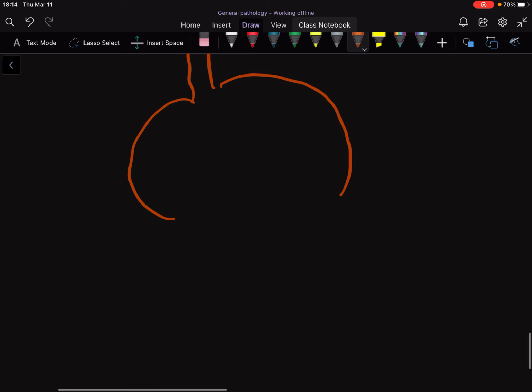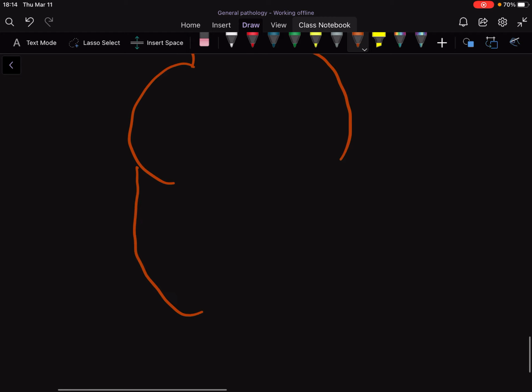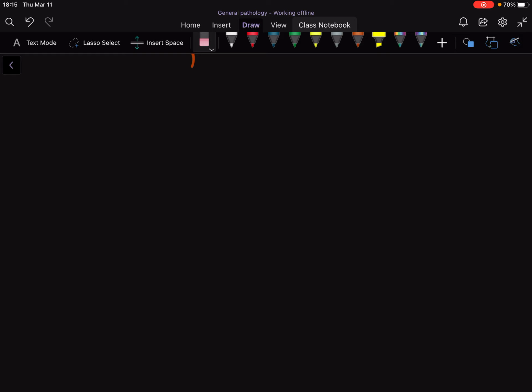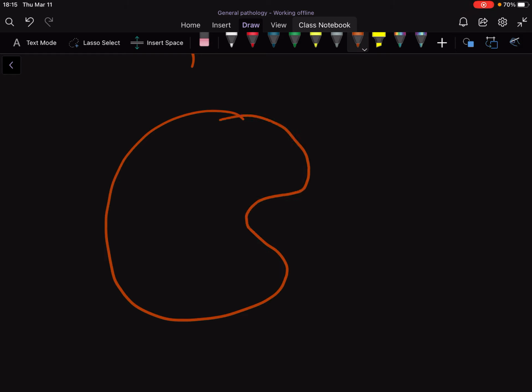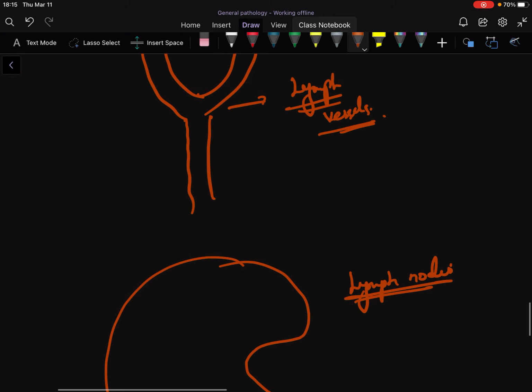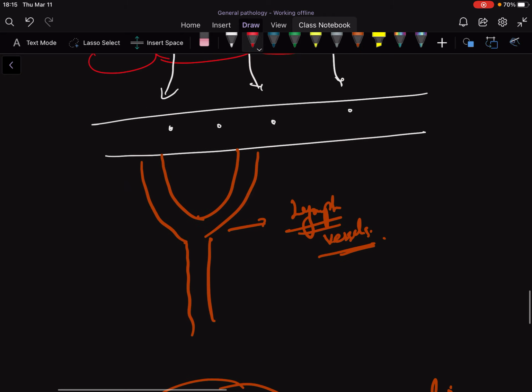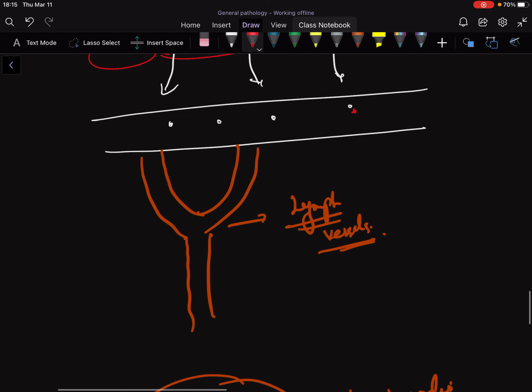These nodular kidney shaped structures are called the lymph nodes. So what happens in these lymph nodes? Suppose when these microbes enter these blood vessels, here are the microbes that are entering the blood vessels.